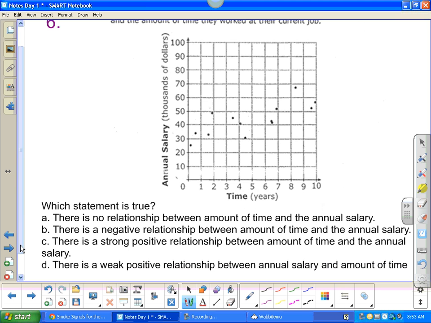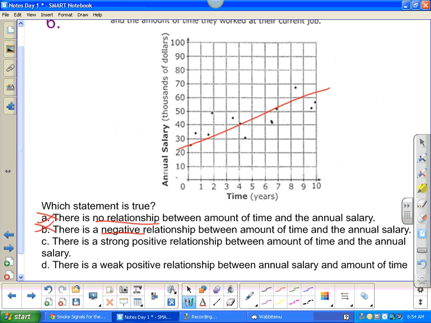There is no relationship. So no relationship would mean that these points are scattered all over the place and that there's no pattern whatsoever. And that's not true. There is a negative relationship between the amount of time and the annual salary. And I just don't see these headed in a negative direction. If I were to draw a line through the heart of the points, it would look something like that, and that's definitely a positive direction. There's a strong positive relationship between the amount of time and the annual salary.